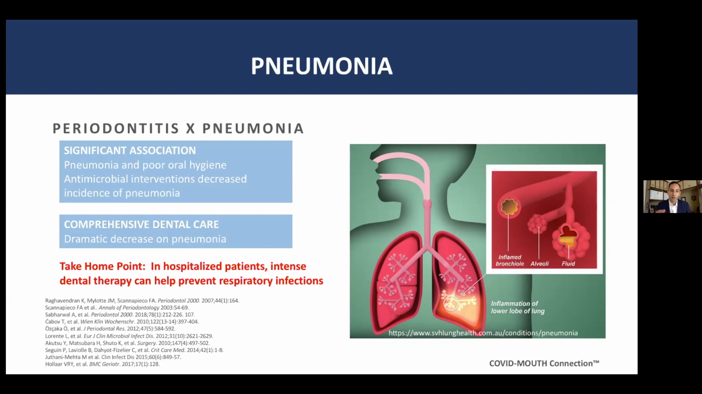When it comes to pneumonia and periodontal disease, there's a significant association as well. And pneumonia and poor oral hygiene, the way they're connected is when you do, for example, a scaling and root planing or cleaning, and these are randomized control studies, you see that the actual respiratory disease, the pneumonia, can get better and decrease in severity. The take-home point here is that in hospitalized patients, intense dental therapy does help prevent respiratory infections.